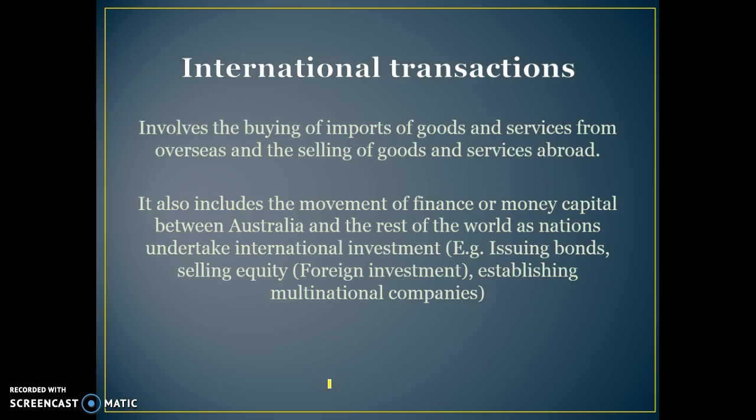Basically, whenever you're thinking of international transactions, you're not just thinking of imports and exports. It does include the purchases of imports and the selling of exports, but it also includes any money flowing between Australia and overseas for the movement of finance or capital across borders as well. So what I mean by that is if Australia issues bonds, so for example, if we need money from overseas, then we might issue a bond. Any selling of equity, so if we were to allow multinational companies to set up in Australia, if we invest in shares abroad, or basically all the types of transactions that you're aware of that can belong in the current or the financial account.